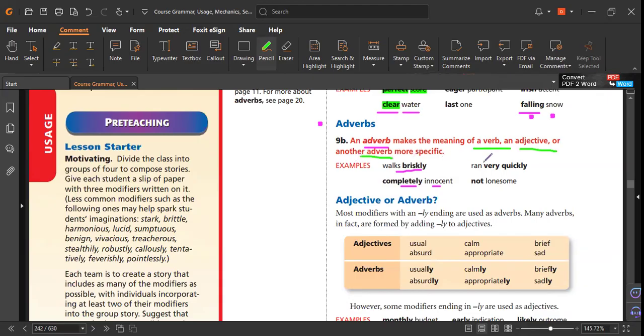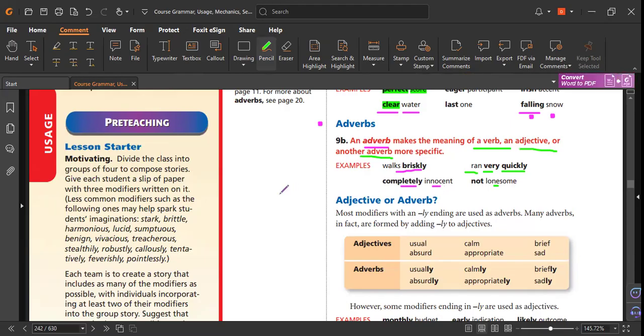But when I see an adverb, I must check, do we have any one of these? Yes, here is an adverb. And both of them modify the verb. So I ran quickly, but how much? How often? You see? Very quickly. To what degree? Very quickly. Here, lonesome, but how? Not never. There's a degree. Here, innocent, but a little bit innocent or completely. Okay.